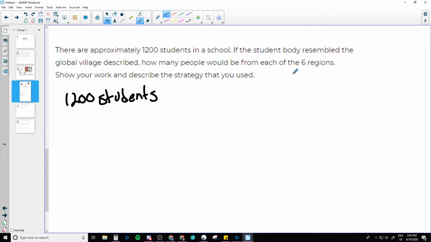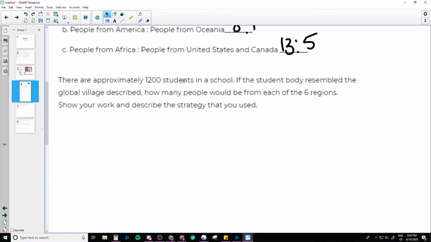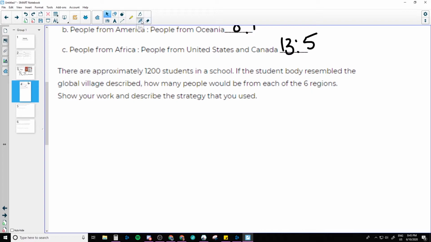If the student body resembled the global village described, how many people would be from each of the 6 regions? Show your work and describe the strategy you use. So I'm going to move this up so that we have a bit more space. Turns out we did not need all this space. Okay. So 1,200 students in a school.